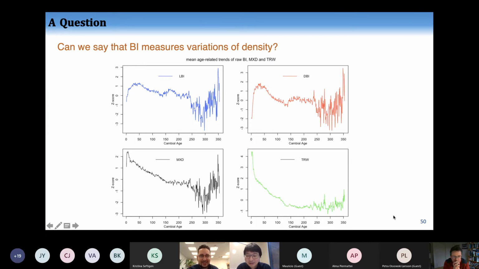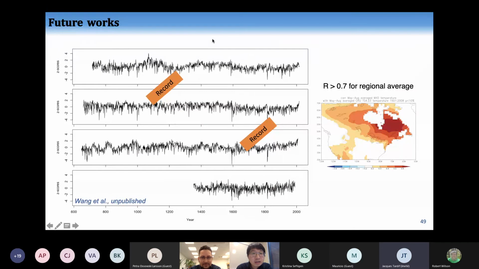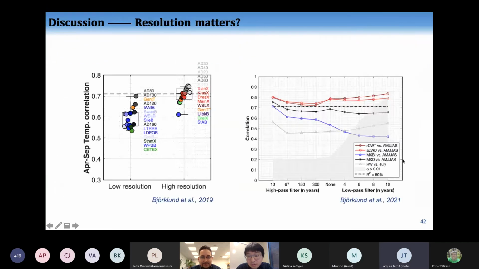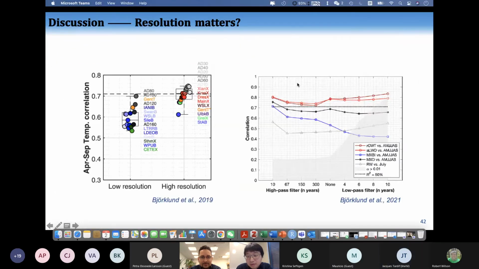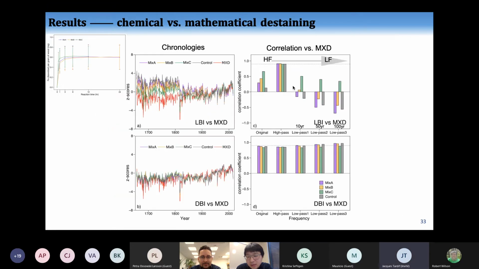Okay. Thank you. There was a question, Jacques. Hello, Frank. I may have a question. If you would go back to slide 33, I think. 33. Okay. I think it's 33 where you were comparing maximum latewood density. No, that's 42, 35. This one.